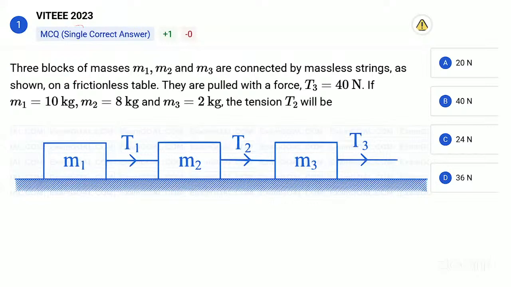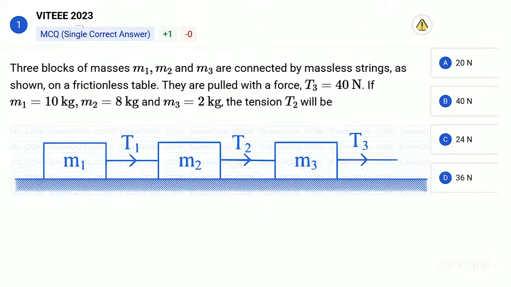Three blocks of mass M1, M2 and M3 are connected by a massless string on a frictionless table. They are pulled with a force T3 equals 40 Newton. If the masses M1, M2 and M3 are also given, the tension T2 will be. See, it would be very simple to calculate the value of T2.